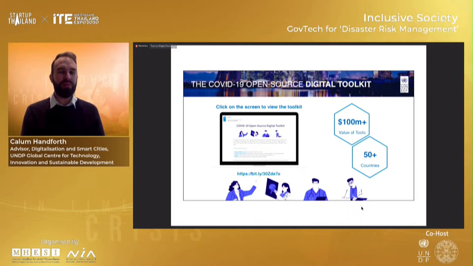Overall, the tools represent more than $100 million worth of development time. But most importantly for countries, they allow governments to start not from scratch, so to accelerate their response and to learn from what's working and the challenges and the opportunities in hundreds of other countries around the world that have applied these tools successfully.